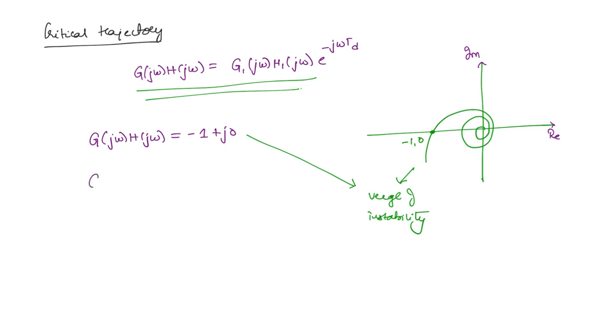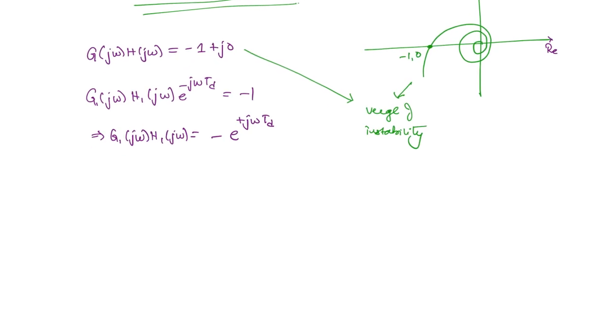Okay, so this is what: g1 of j omega into h1 of j omega e to the power minus j omega td is equal to minus 1. So that means g1 of j omega into h1 of j omega is equal to minus e to the power plus j omega td. Okay, so now this function is the critical trajectory. So when you draw this on the plane, the real and imaginary parts of the function, we want to plot this minus e to the power plus j omega td.